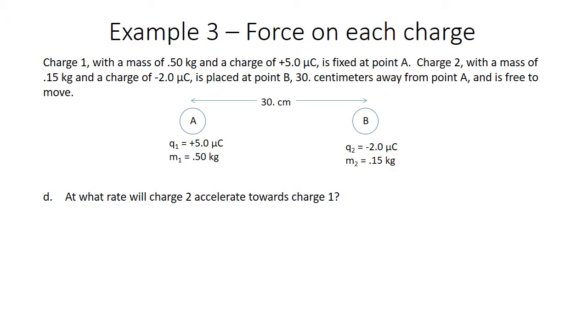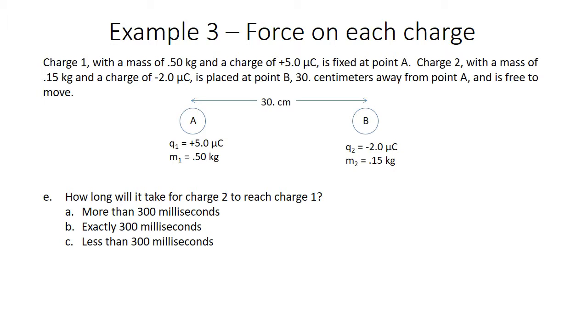To find the rate at which charge 2 will accelerate toward charge 1, I'll use Newton's second law, F equals ma. The force was 1 newton, and the mass of charge 2 is 0.15 kilograms, giving me an acceleration of 6.7 meters per second squared. That's the rate at which charge B will accelerate initially.